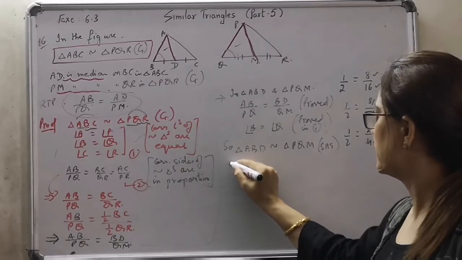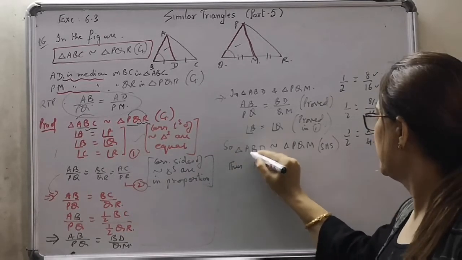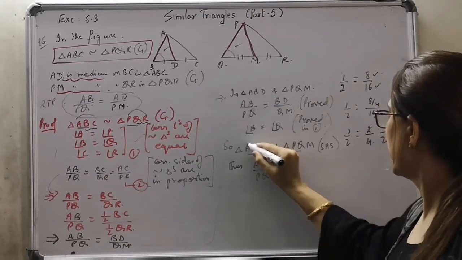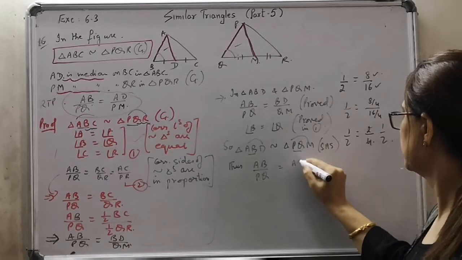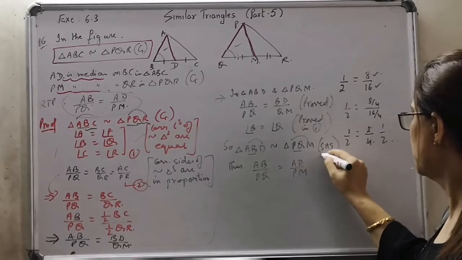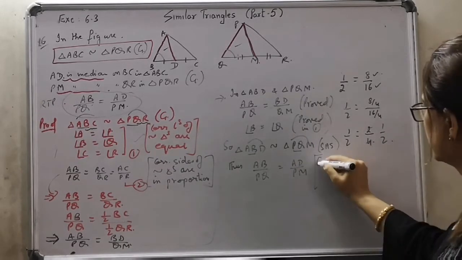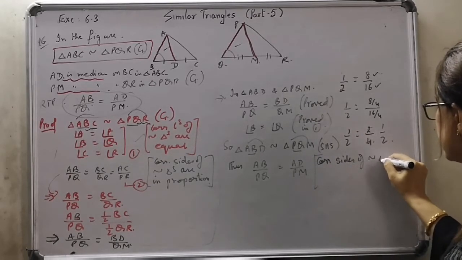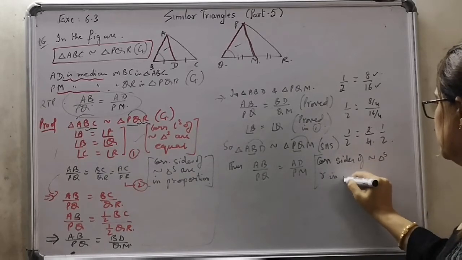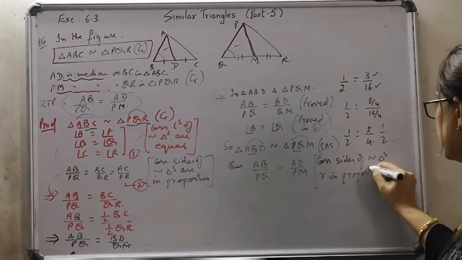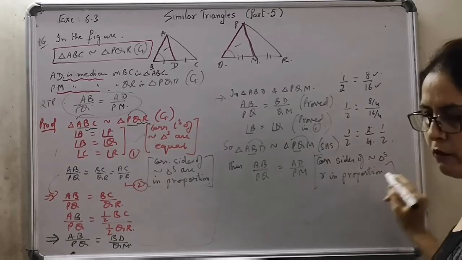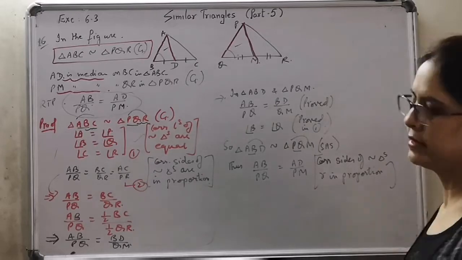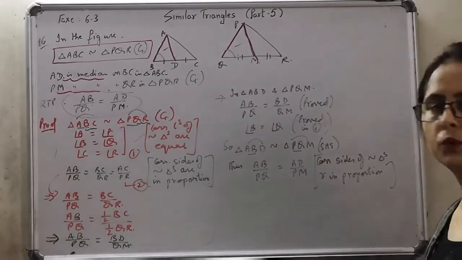सो AB अपॉन PQ is equal to AD upon PM. And the reason, as you know, corresponding sides of similar triangles are in proportion. I hope you have followed it. Take time to read the question and correlate the figure to this and the targets as well, and then note it down.